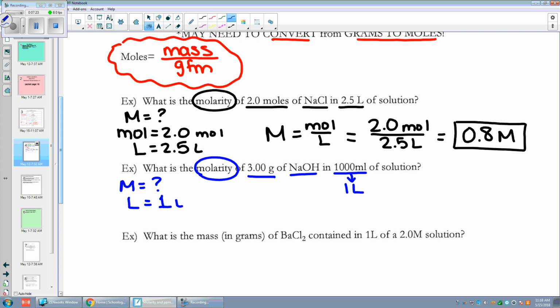Now I need my moles. But I don't have moles. I have grams, okay? So I have a mass. But if I look back up at my equation, molarity, and I'll write it right here, molarity is moles over liters. I have mass. But if I go back up and I use my mole equation, I'll do it over here. Moles equals your given mass over your gram formula mass.